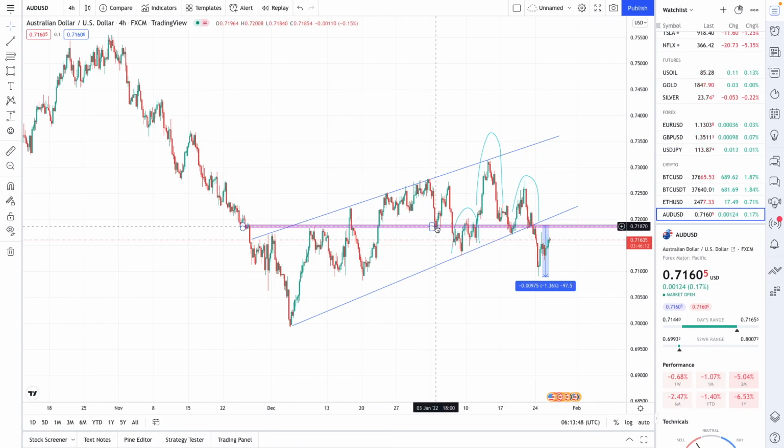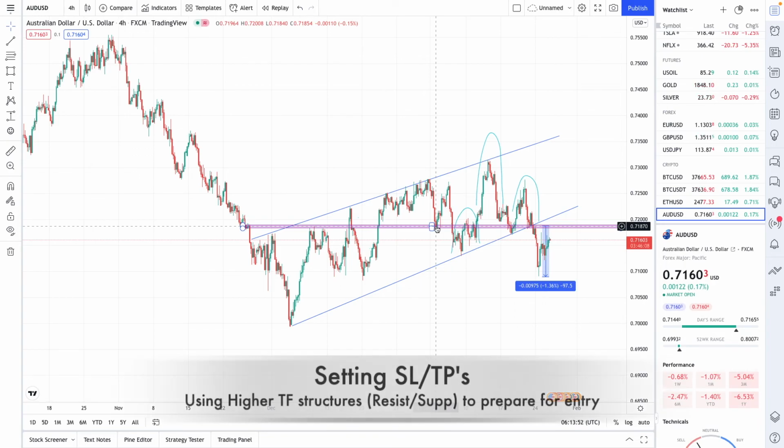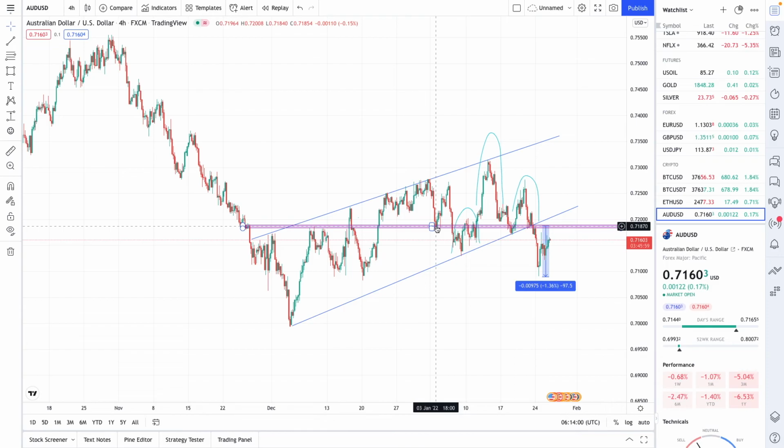I typically set my stop loss about 10-15 pips above the resistance level. So if you're selling, you always want to set your stop loss above the resistance level, and then you also want to set your take profit around major support levels. But you could also break it down into take profit 1, take profit 2, take profit 3, etc. Just wherever you're comfortable taking profits. I like to swing trade, so I'm looking for the 50 to 100 pip movement.